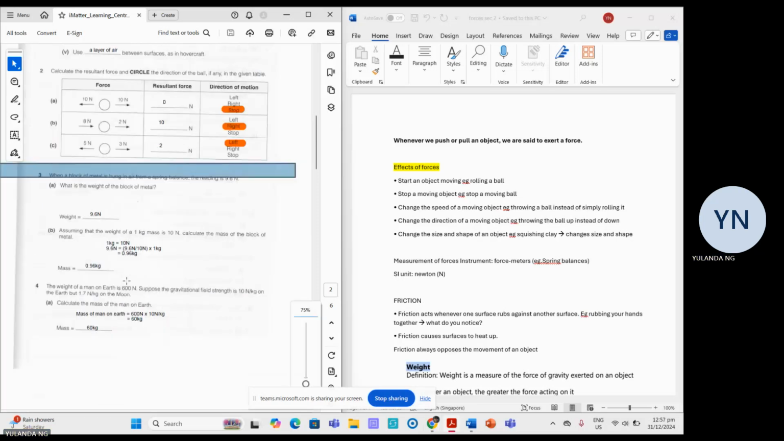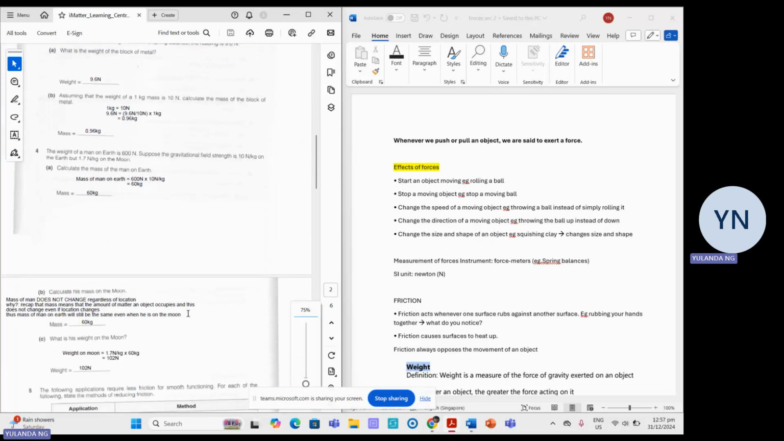Okay? So next question, the weight of a man on Earth is 600 newtons. This 600 newtons is referring to the weight. Suppose the gravitational field strength is 10 newtons per kg on Earth, but 1.7 newtons per kg on the moon. Now we need to find the mass on Earth.